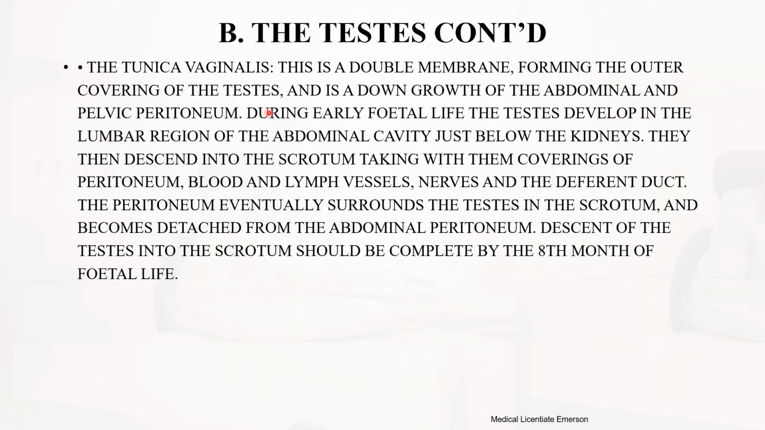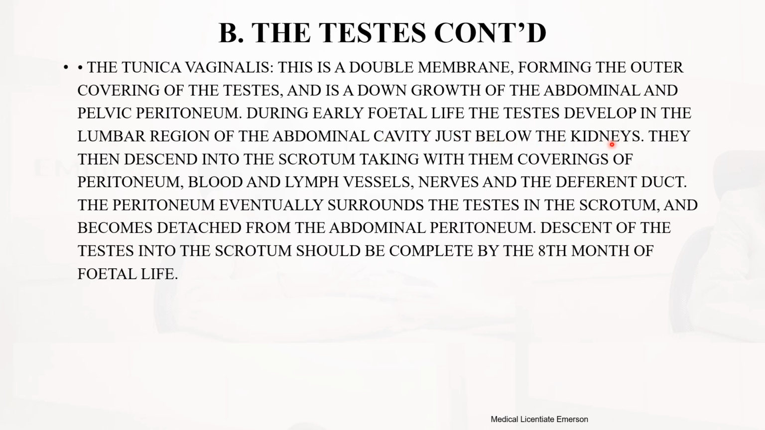So let's now look at the structures. Number one, we're going to look at the tunica vaginalis. The tunica vaginalis is a double membrane forming the outer covering of the testis and is a down growth of the abdominal and pelvic peritoneum. During early fetal life, the testes develop in the lumbar region of the abdominal cavity, just below the kidneys.